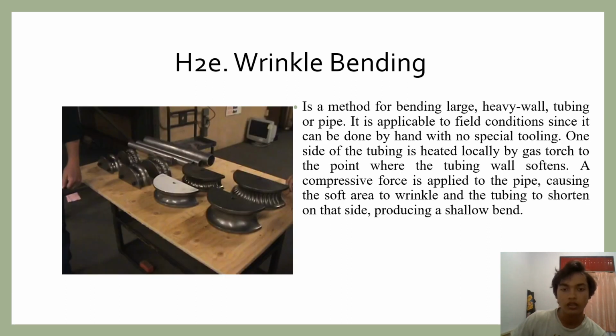H2A, wrinkle bending, is a method for bending large-wall tubing or pipe. It is applicable to field conditions and can be done by hand with no special tooling. One side of the tubing is heated locally by a gas torch to the point where the tubing wall softens. A compressive force is applied to the pipe, causing the soft area to wrinkle and the tubing to shorten on that side, producing a shallow bend.